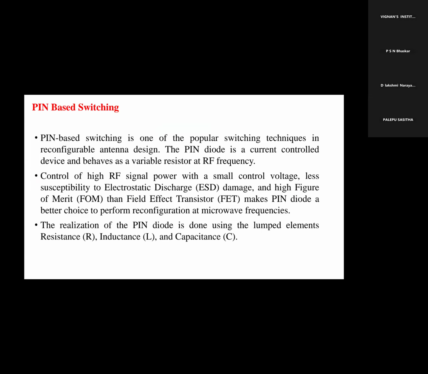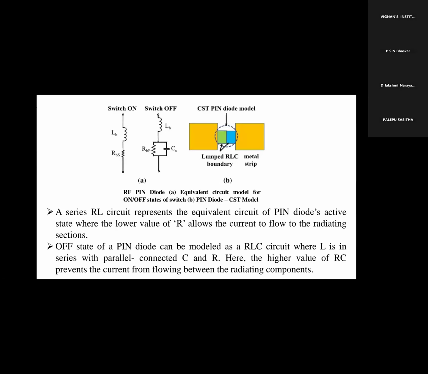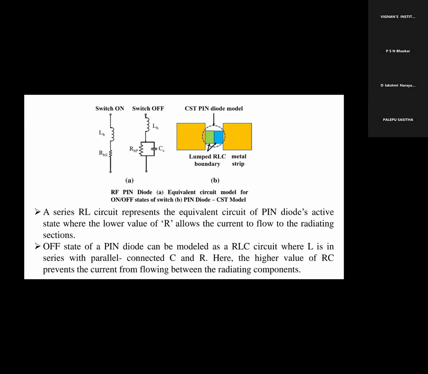The realization of a PIN diode is done by using lumped elements, the resistance and capacitor in this one. So from this figure, we can observe that when we are placing a diode in between any structure, it can operate as on or off by connecting a biasing voltage. When it is on, it is a combination of inductor and resistor. When it is off, it is a combination of inductance and a parallel combination of resistor and also capacitor.